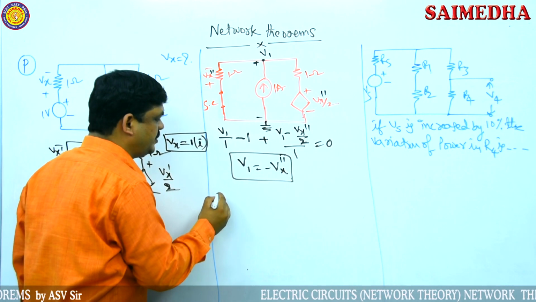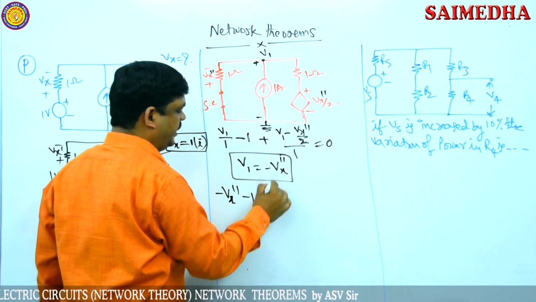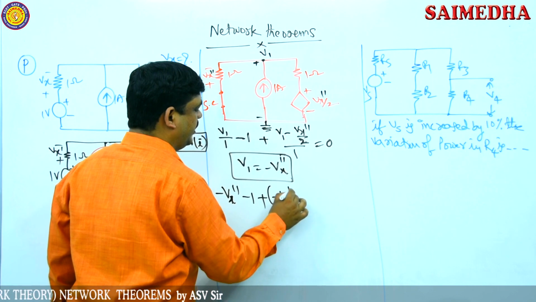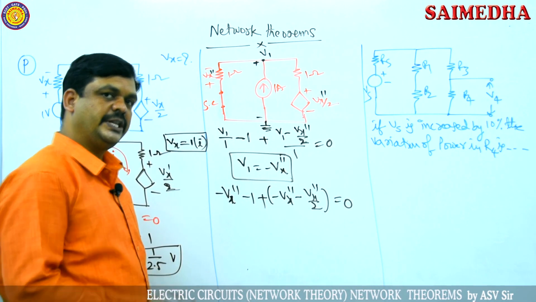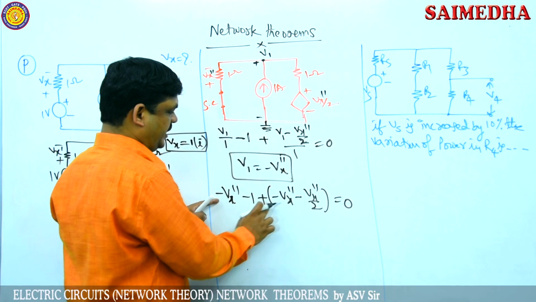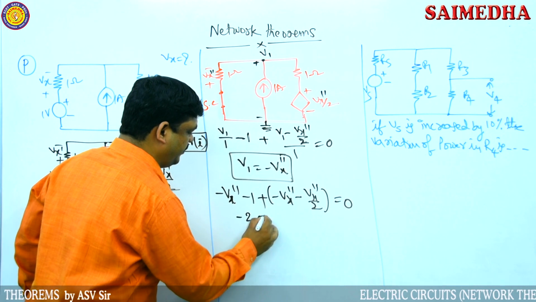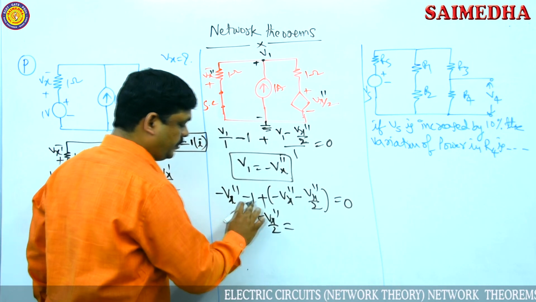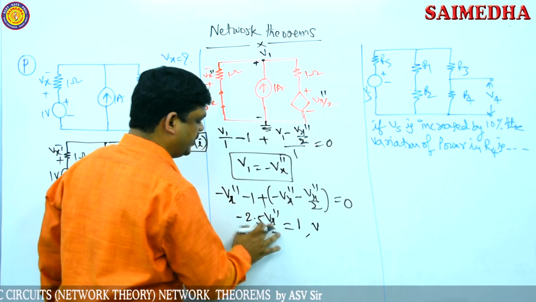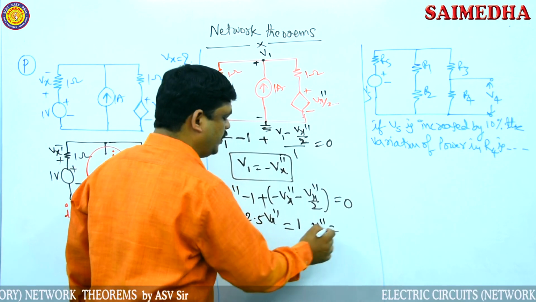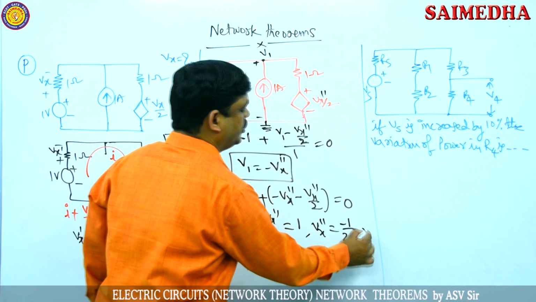Then substitute into the complete equation: minus Vx double dash, -1 as it is, and here minus Vx double dash and minus Vx double dash by 2 is equal to 0. Then simplify this. After simplification, minus Vx minus 2Vx and minus 2Vx by 2, so again it gives minus 2.5 Vx double dash by 2 is equal to this side. Then directly Vx double dash is equal to minus 1 by 2.5 volts.